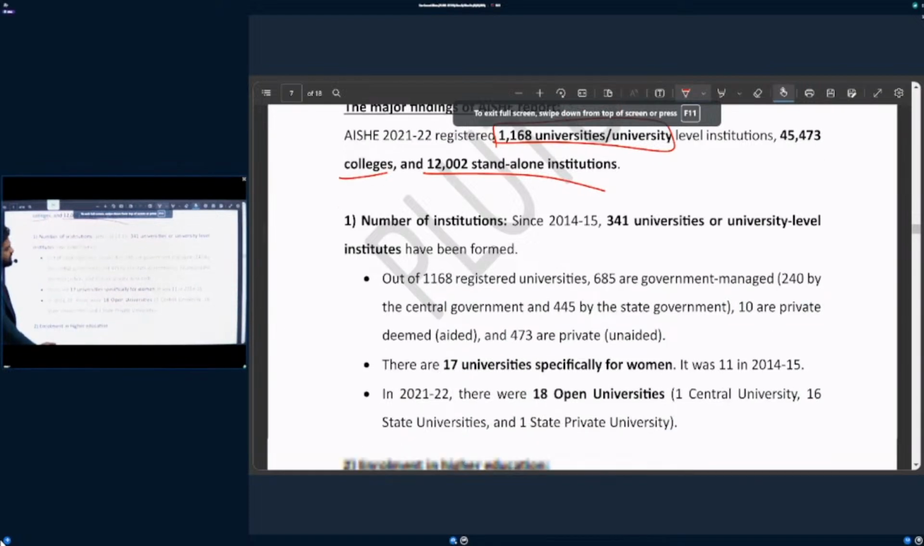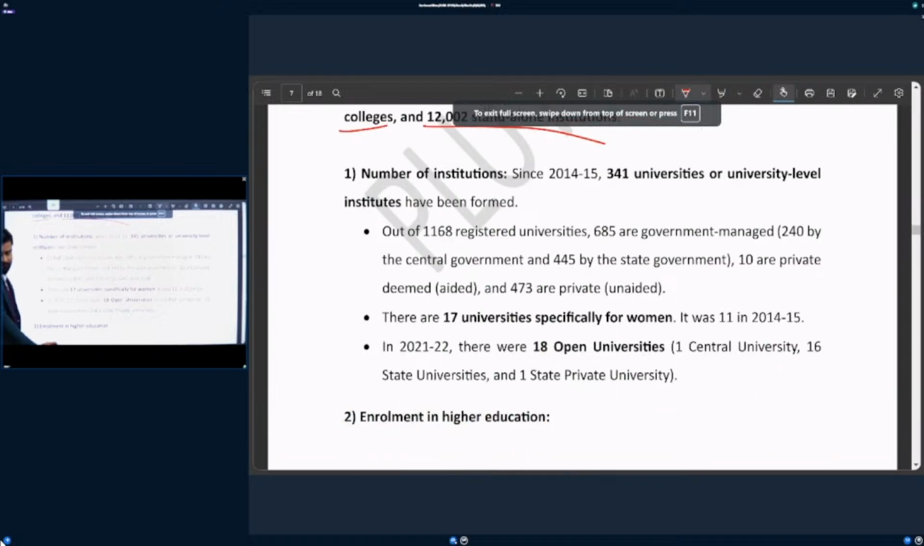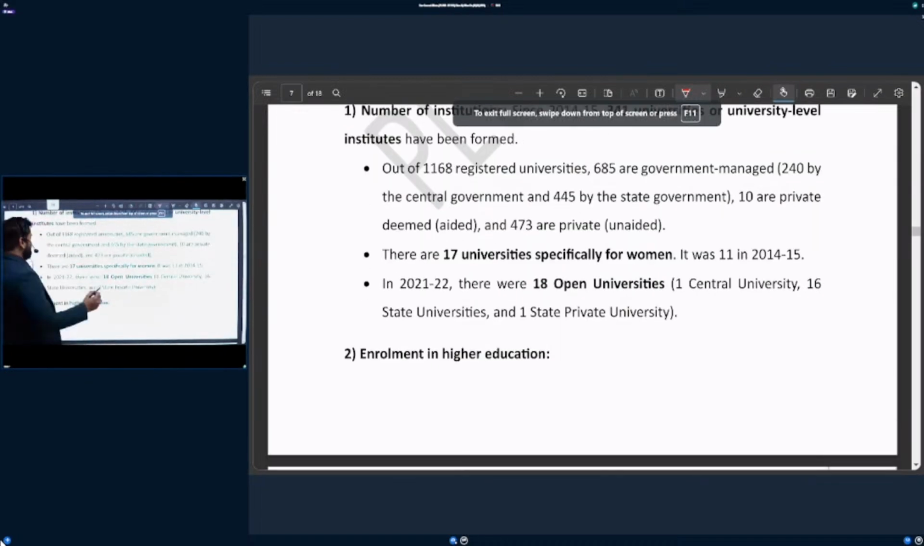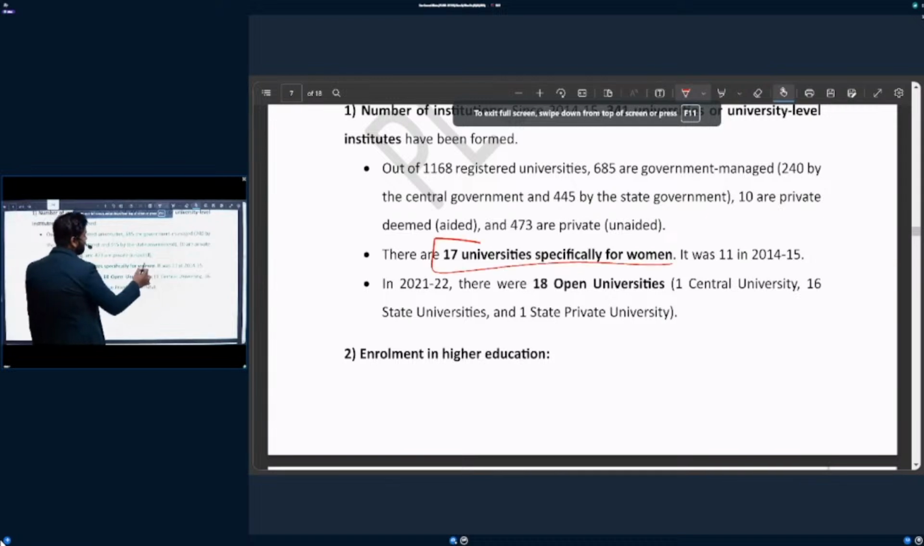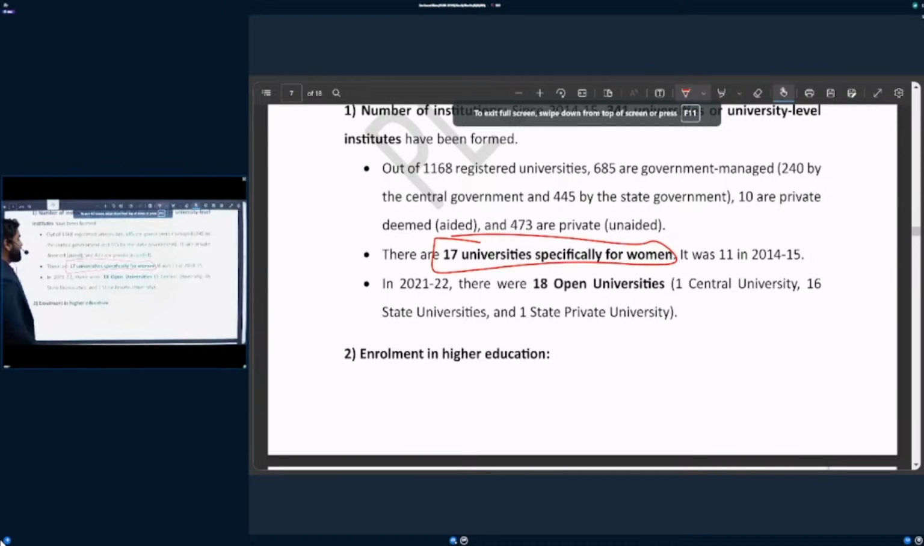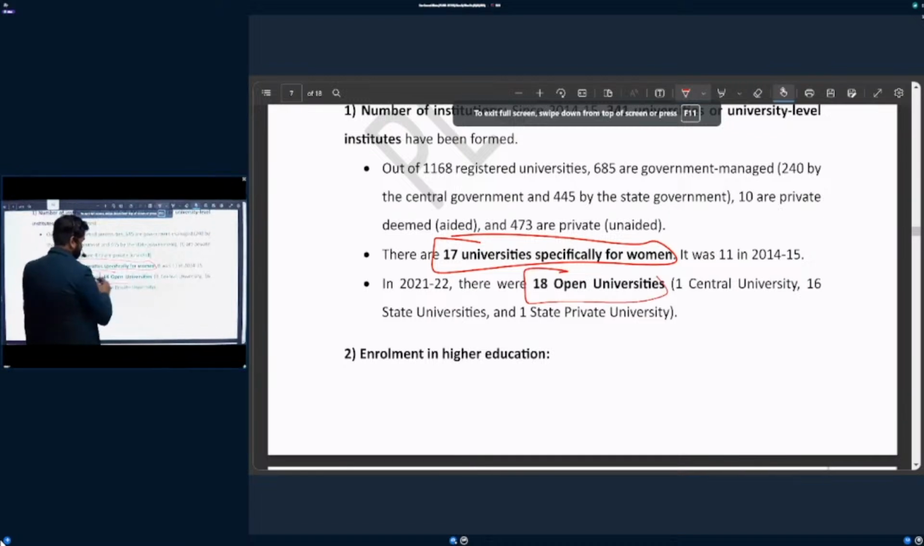First, number of institutions. Since 2014, 341 universities or university level institutes have been formed. मतलब लगभग 340 नई यूनिवर्सिटी पिछले 10 साल में बनाई गई हैं, जिसमें से अराउंड राइट नाउ वी हैव अराउंड 17 यूनिवर्सिटी ओनली फॉर वुमेन एंड 18 यूनिवर्सिटी विच आर ओपन यूनिवर्सिटी. आपको पता है इग्नू है हमारा, उस तरह से.